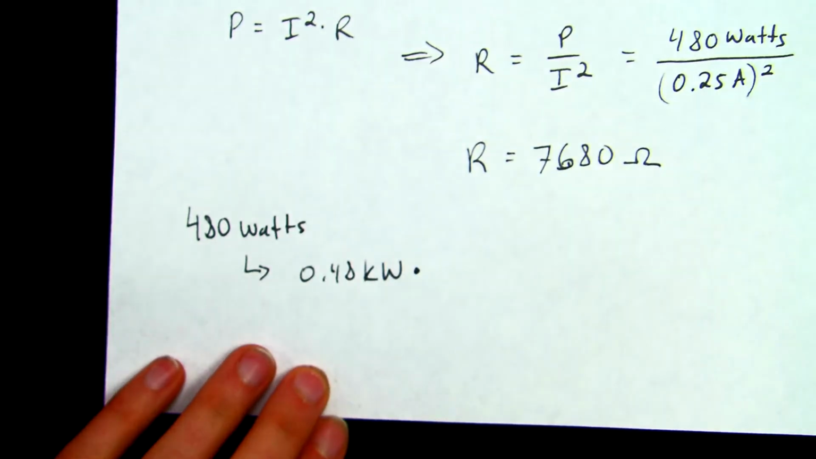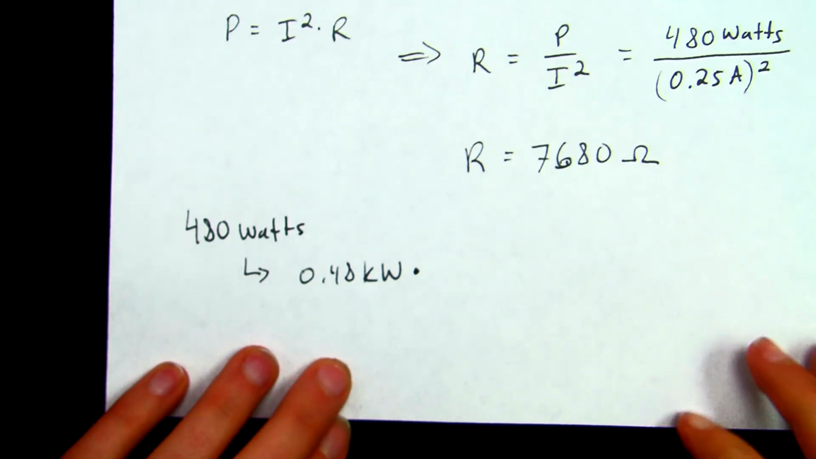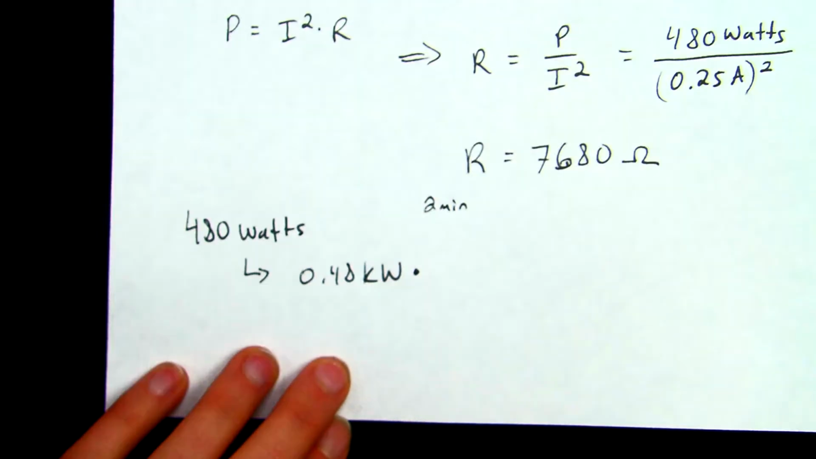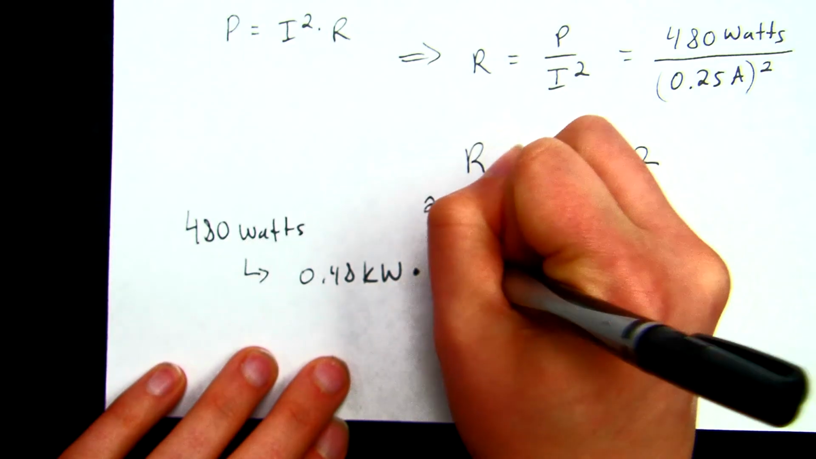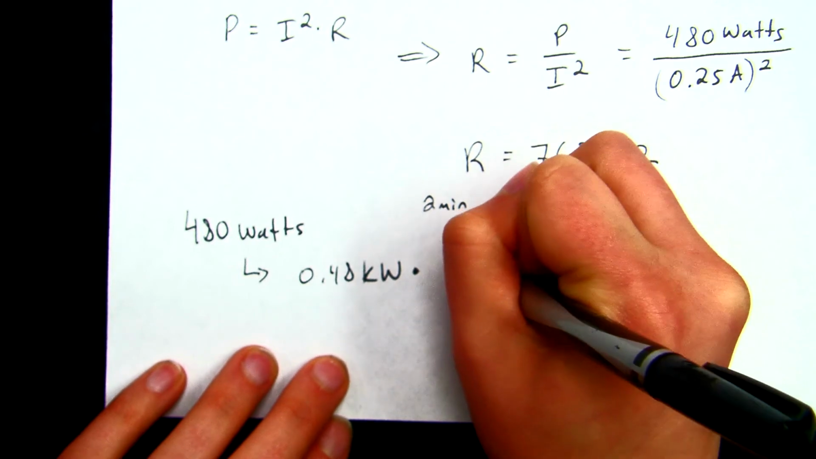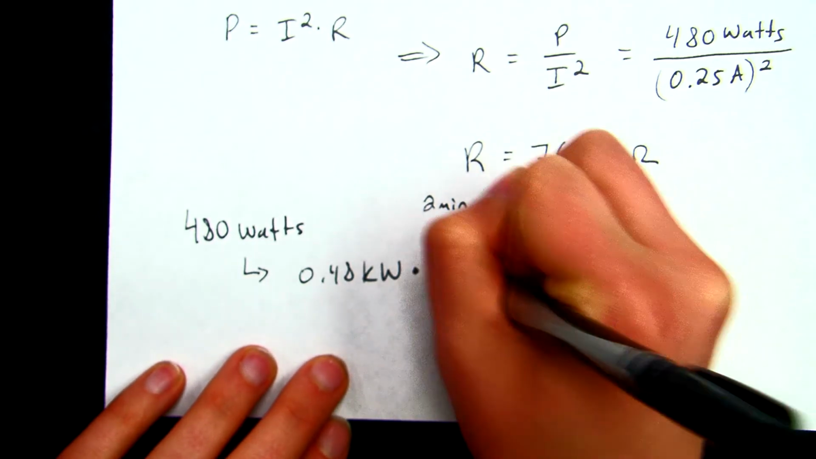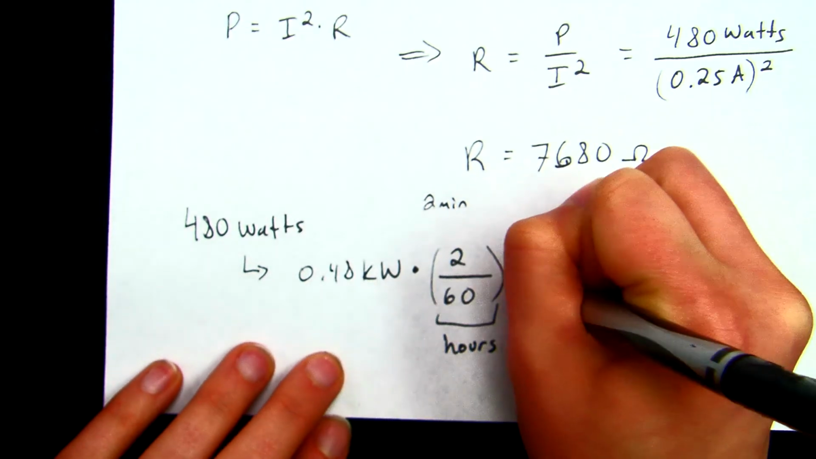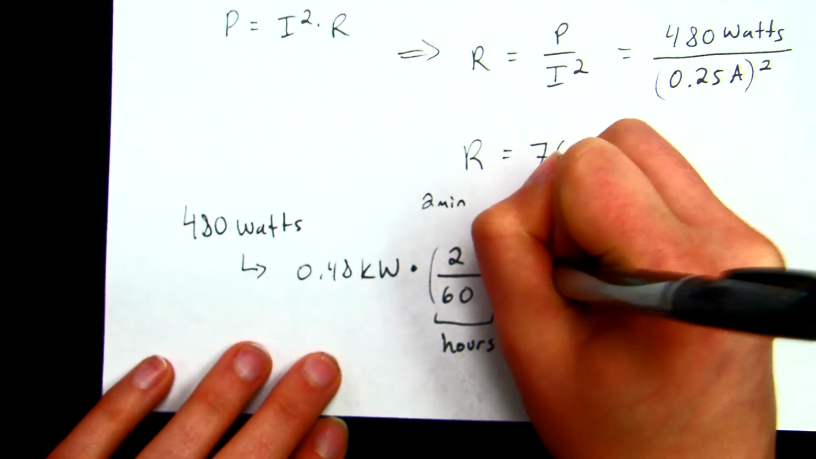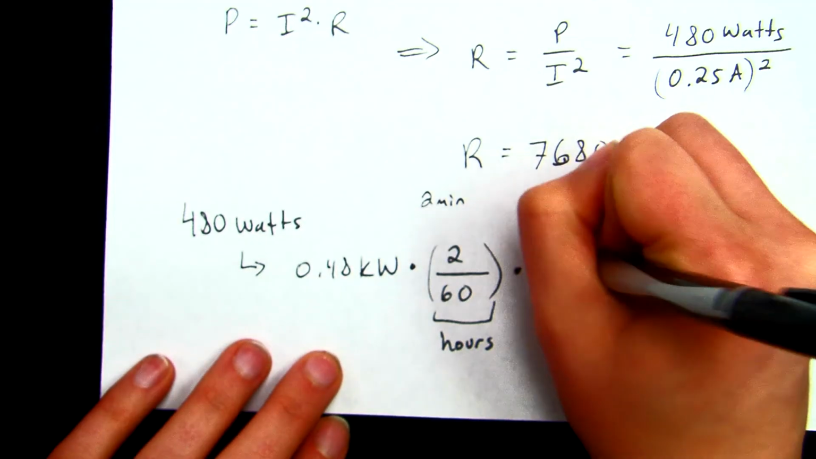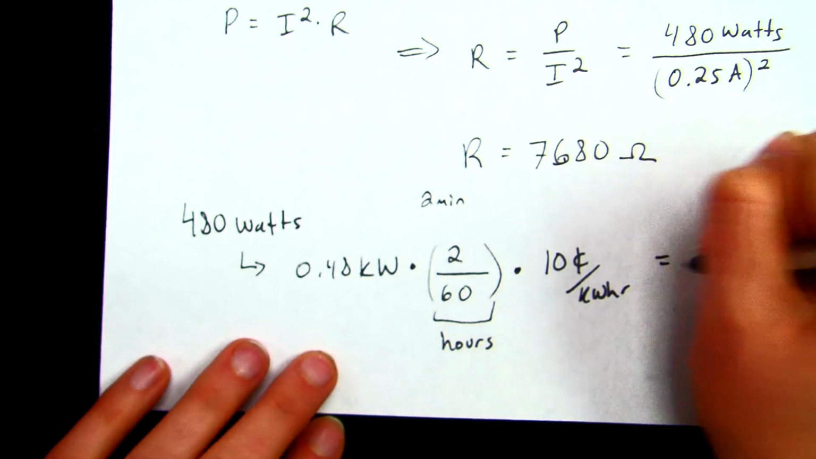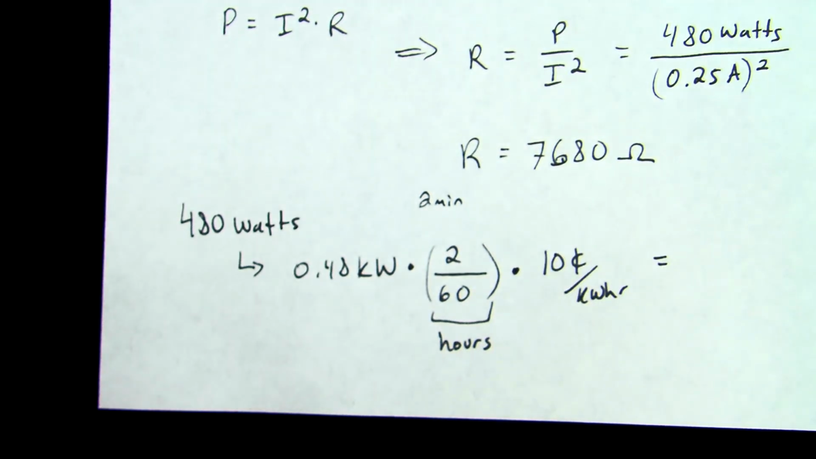And then we need to multiply it by however many hours we use it for. But we only use it for 2 minutes. So 2 minutes is how many hours? Well, it's actually really convenient. If you take 2 minutes and divide it by 60, that will give you the number of hours. And then let's say we're here in North Carolina, where it costs 10 cents per kilowatt hour. So how much is this toaster going to cost us to have our 1 slice of bread in the morning?